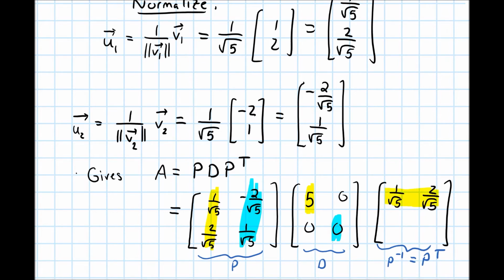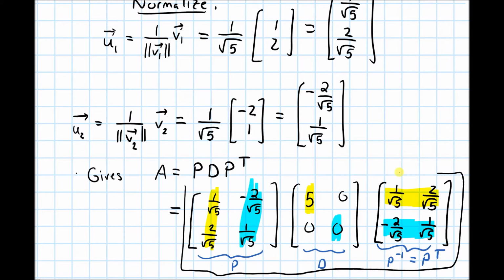And then the second column of P will become the second row of the transpose. So negative 2 over root 5, and then 1 over root 5. And let's highlight that as well. So that right there, that is how we orthogonally diagonalize our matrix right here.